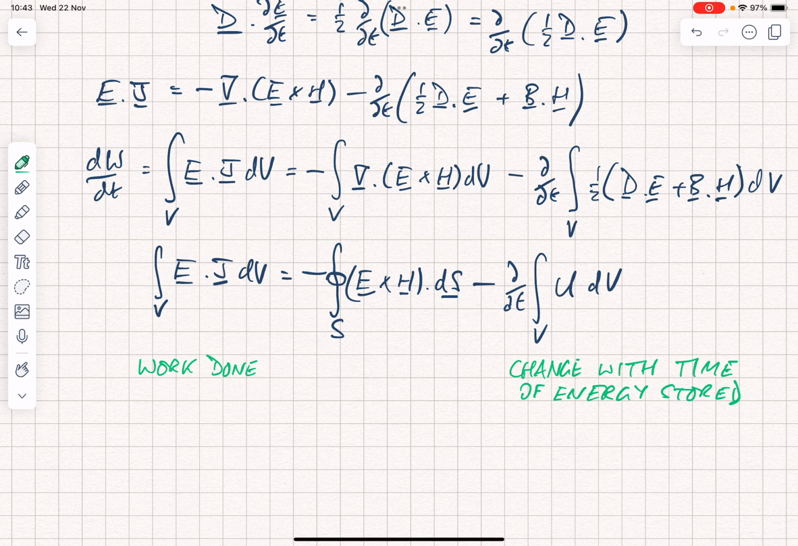And we have this term here, the closed surface integral of E cross H dot dS. And what we're going to do is follow Poynting in identifying that integral as the outward flow of energy through the surface.